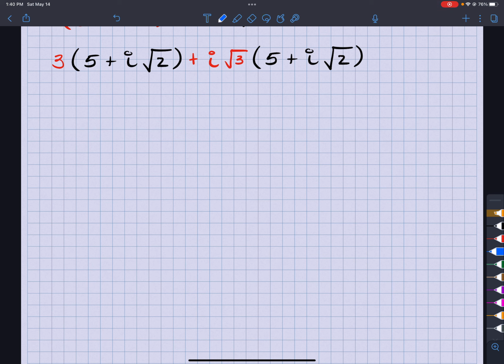However, I'm going to go ahead and use different colors here so that it will help you guys out as well. All right, so the 3 times 5 is going to be 15.